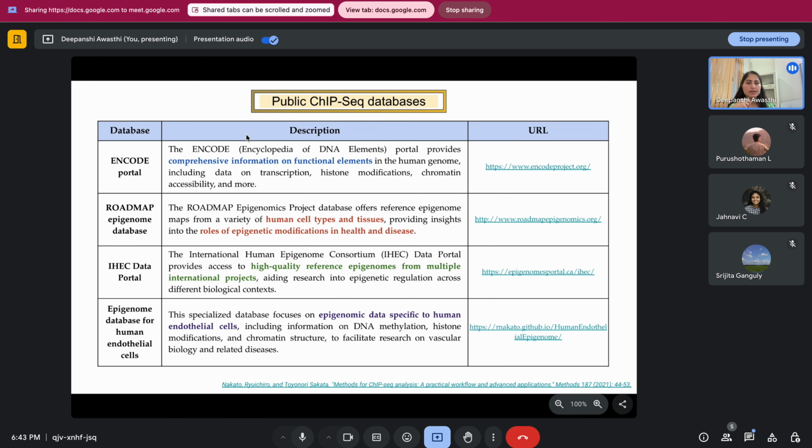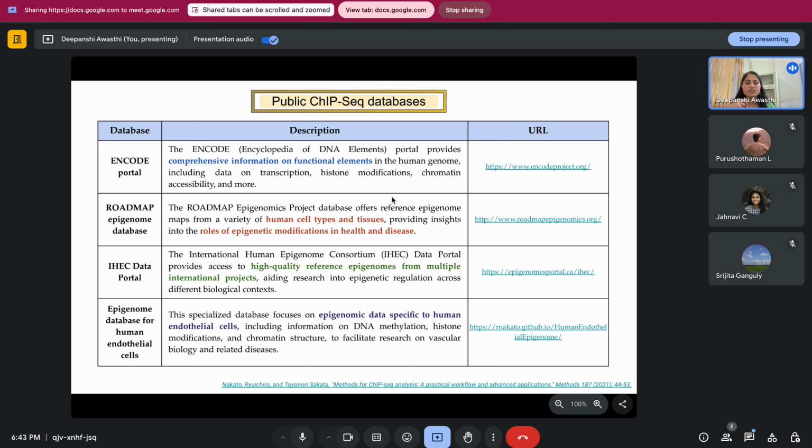Then there are some databases where you can obtain this information, and this is also present in the same paper. I have given the link to that paper if you want to read. So the first data set is the ENCODE portal, the Encyclopedia of DNA Elements. It will not only provide you the information about ChIP-Seq, but other information will also be present, such as transcription, histone modifications, chromatin accessibility, and many more.